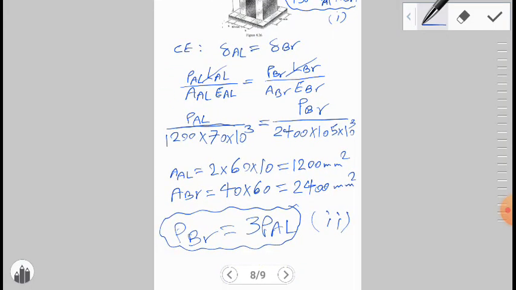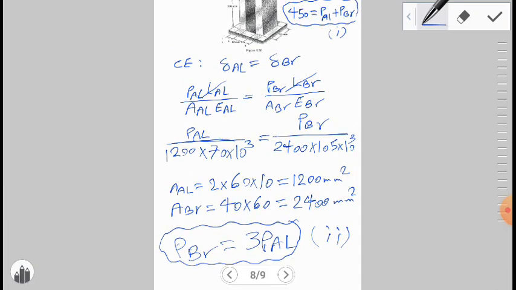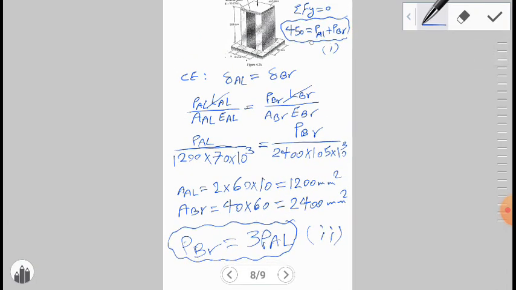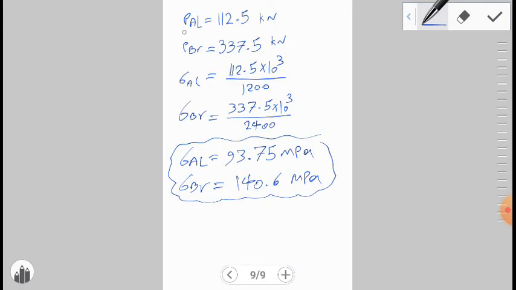After putting this formula inside the equation, we can find another relationship between P brass and P aluminum. We have two equations and two unknowns here, P aluminum and P brass. After finding the P, because we have A, for finding the axial stress, sigma is equal to P divided by A. We can find sigma aluminum and sigma brass here. This is the answer.